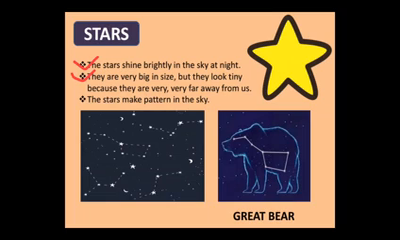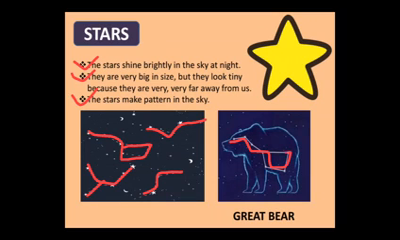Okay? Now, if you notice the stars properly, students, the stars make patterns in the sky. Here you can see there is the sky, and you can see the stars are making a pattern. This is the pattern we call it. The stars make patterns. One example is Great Bear. Now here you can see this is the pattern which is formed by the stars. Now it is in the shape of a bear, Great Bear. That is why we call it Great Bear.